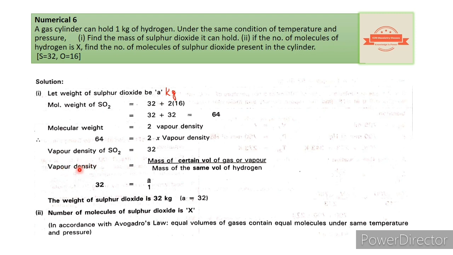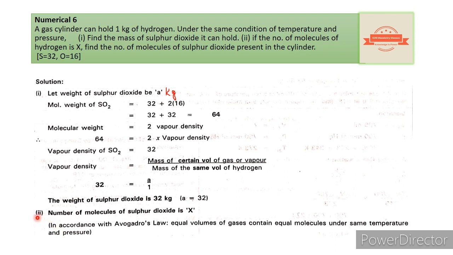Now vapor density is equal to mass of a certain volume of gas, here sulfur dioxide, divided by mass of the same volume of hydrogen at the same temperature and pressure. Vapor density of sulfur dioxide 32 equal to mass of sulfur dioxide taken as a kg divided by mass of the same volume of hydrogen, that is here given 1 kg. So a by 1. Therefore mass of sulfur dioxide is 32 kg, the first answer. This amount of sulfur dioxide can be held within the gas cylinder.